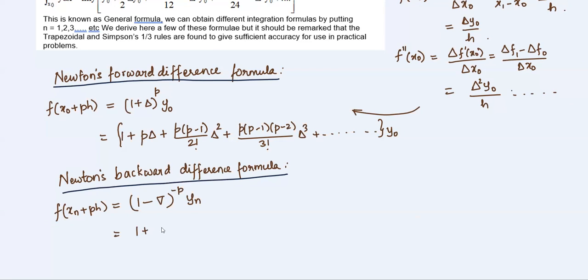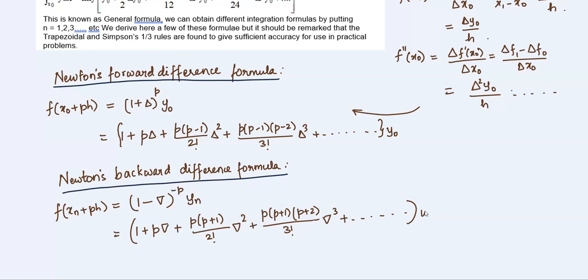So you get 1 plus p times nabla. This is not delta, this is nabla, plus p into p plus 1 by 2 factorial nabla square plus p into p plus 1 into p plus 2 by 3 factorial into nabla cube, and so on, operated on yn.